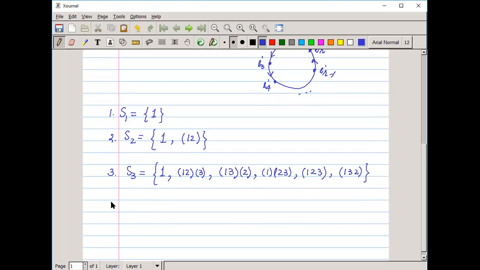So these were certain examples of symmetry groups. Now we shall proceed towards one more definition, that is, disjoint permutations. So here we have this definition: disjoint permutations.